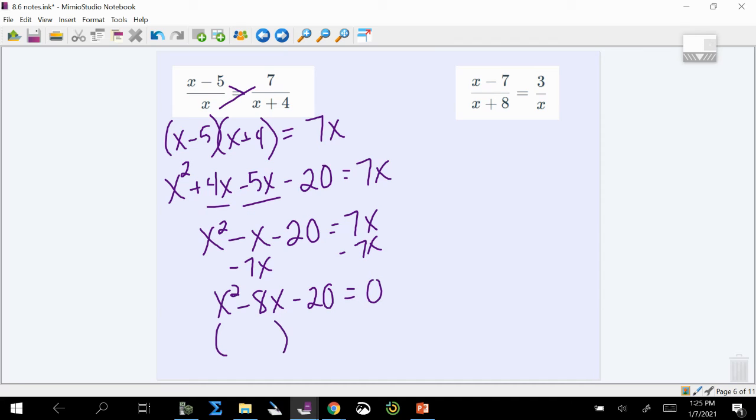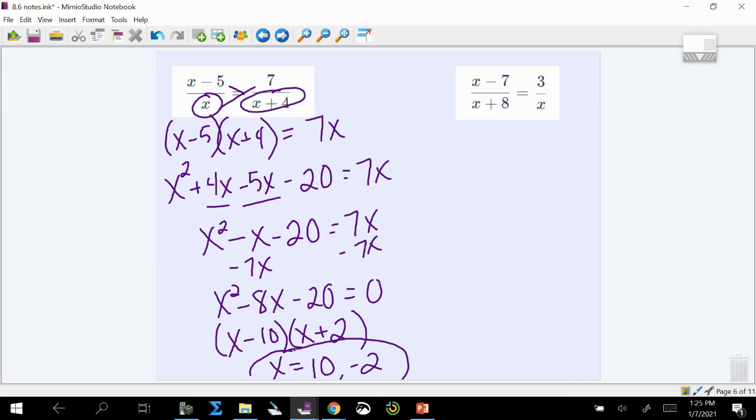This, again, will factor nicely. I do like the fact that the Delta Math ones will factor really nicely. I need numbers that multiply to get negative 20 and add to get negative 8. So that is negative 10 and positive 2, which means my two answers are positive 10 and negative 2. And again, double check that if you put those values in, you don't get a 0 in the bottom. And again, you can plug in the entire value into both sides, make sure the two sides are equal.